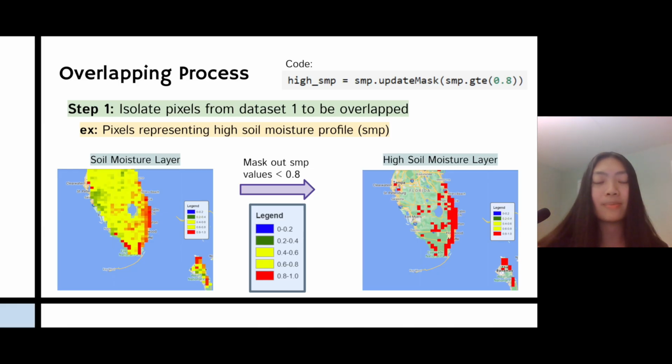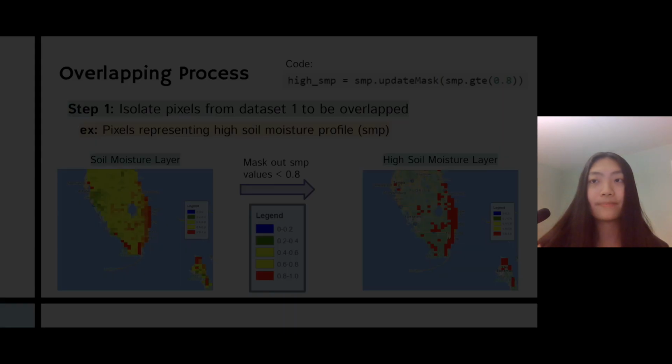To overlap the maps together, we will go through an example with soil moisture and flooding. First, we isolate the pixels from the datasets that we want to mask together. The GTE function allows us to retrieve all the soil moisture values that are greater than or equal to 0.8 and update the soil layer to mask only those values. The resulting map on the right demonstrates the isolation process, where we can only see the areas with high soil moisture in red, with no more yellow, green, and blue values in the layer.